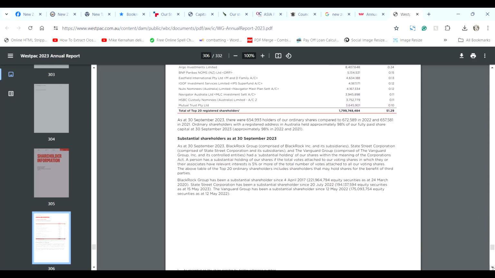And what is also starting to appear is this. As at the 30th September 2023, BlackRock Group, comprised of BlackRock Inc. and its subsidiaries, State Street Corporation, comprised of State Street Corporation and its subsidiaries, the Vanguard Group, and so on, have relevant interest of 5% or more of the total number of votes attached to all of the voting shares. So BlackRock and another mainly commercial property private equity fund, Blackstone, are starting to make major appearances in a lot of places.